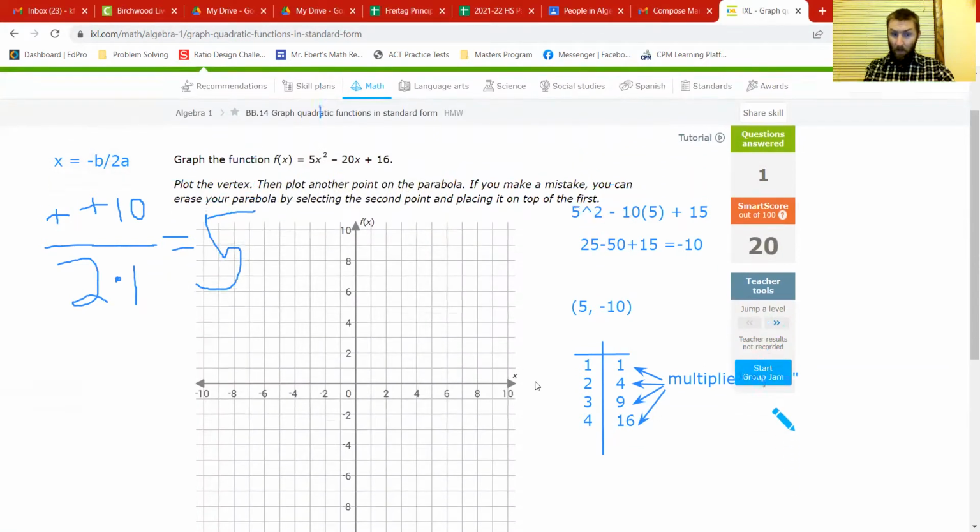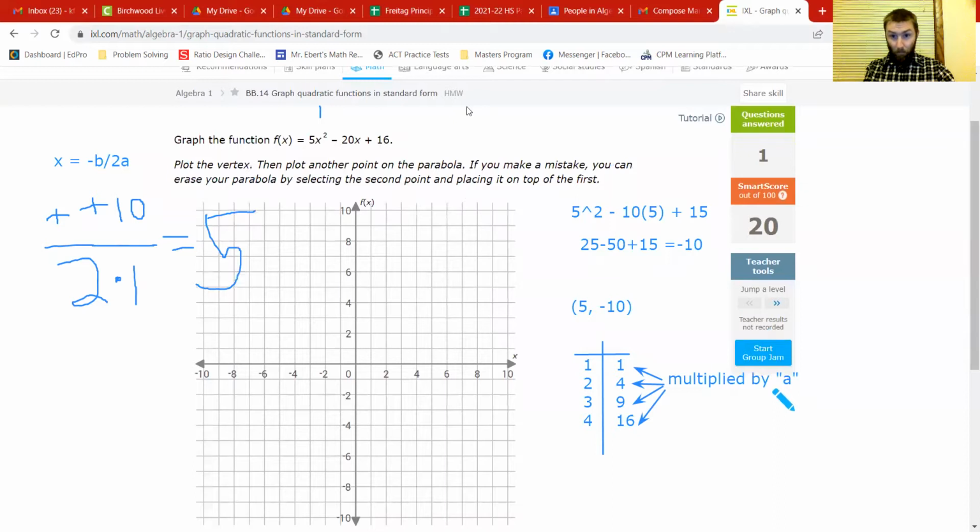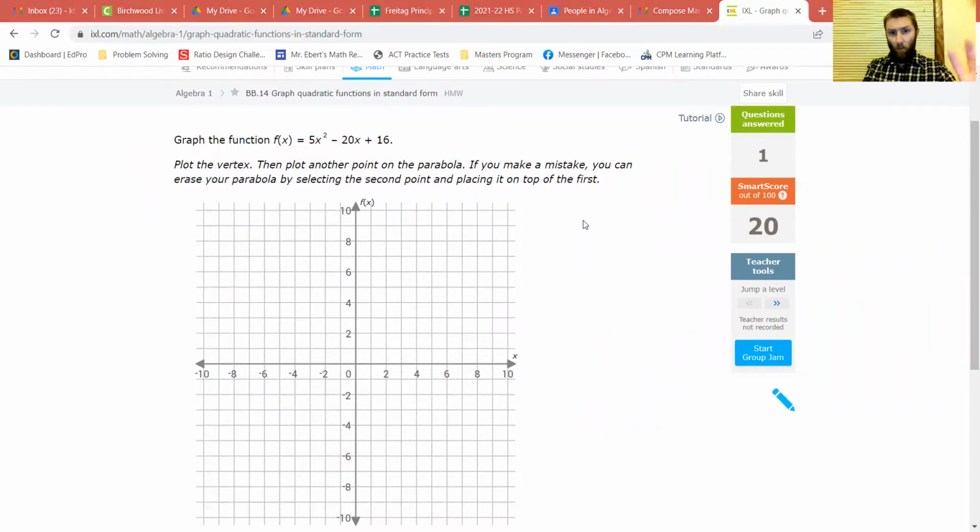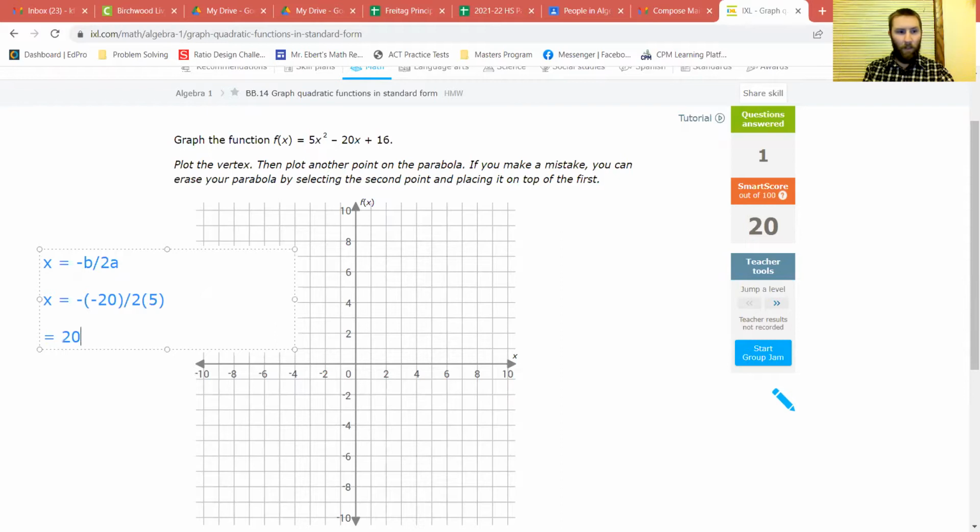Excellent. Okay, now let's look at this one. So this one, just one more quick example for you to see how this overs and ups thing works. I'm going to find the vertex again using my formula x equals negative b divided by 2 times a. In this case, the b value is negative 20. So I have negative 20 divided by 2 times a, in this case, is 5. So negative 20 is positive 20 divided by 2 times 5, which is 10. So my x coordinate is 2.